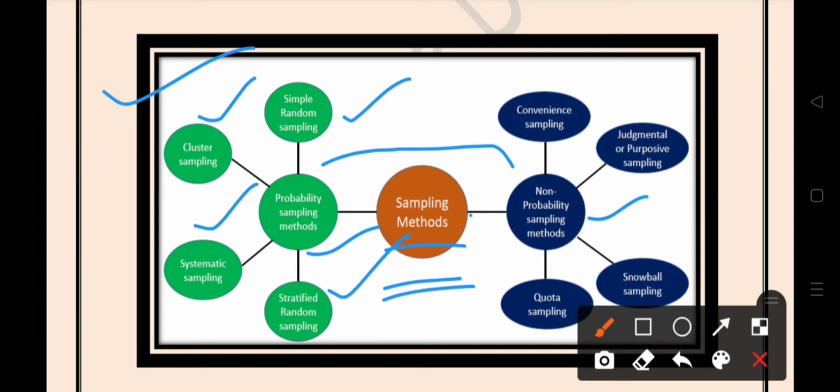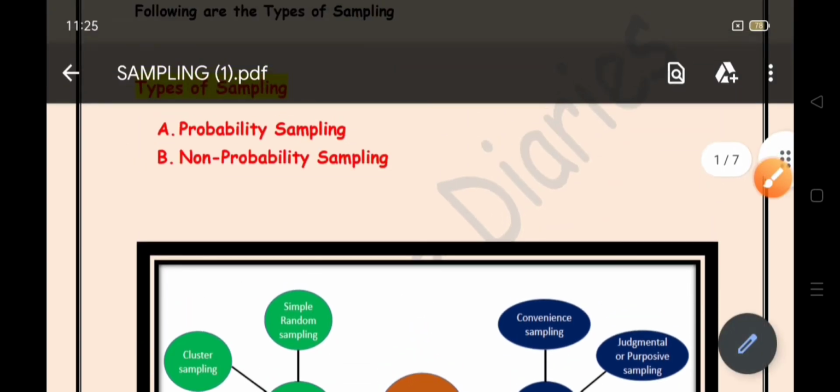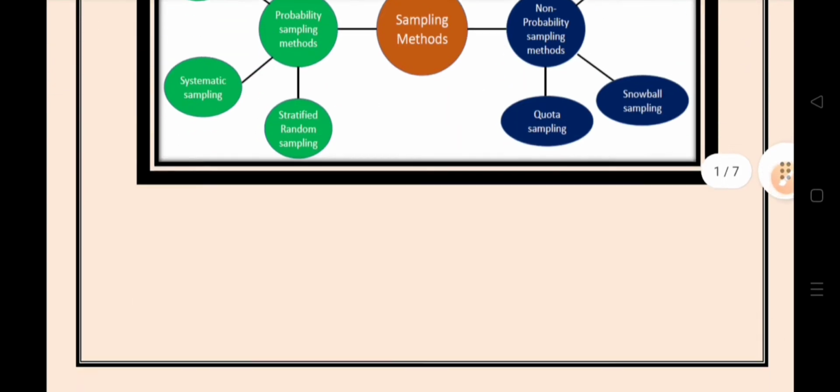Then the non-probability sampling method is further classified into convenience sampling, judgmental or purposive sampling, snowball sampling, and quota sampling. Okay, so this is the total glance at sampling, its types and its methods. Now let us understand each method one by one.